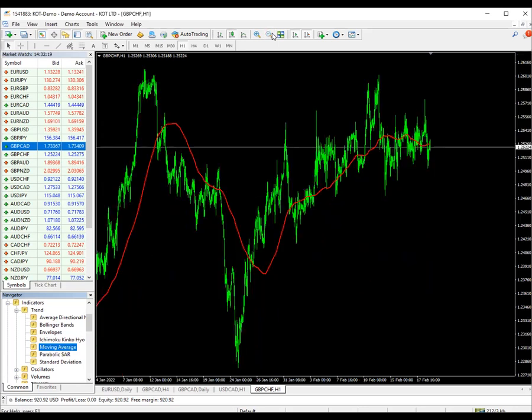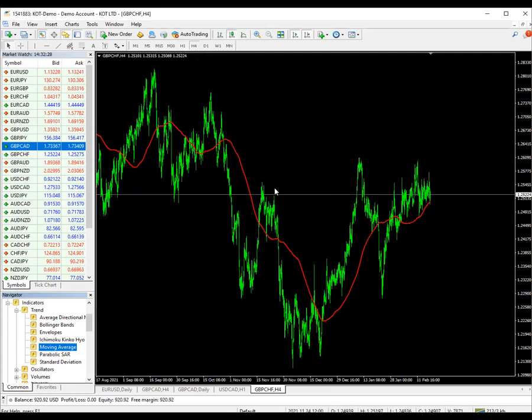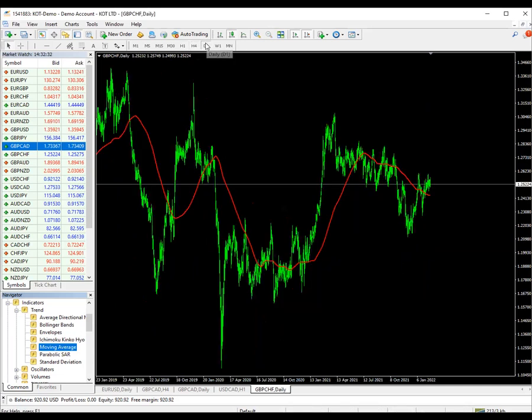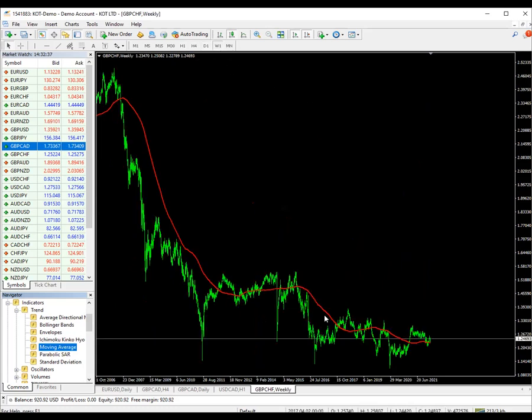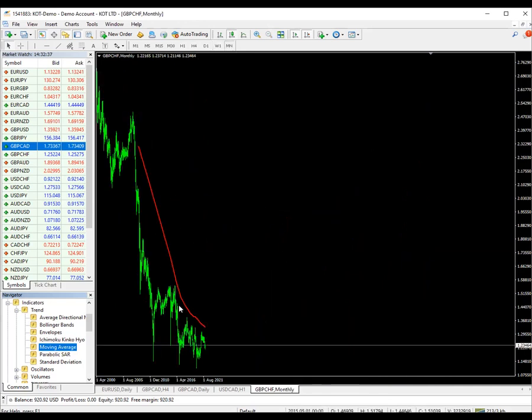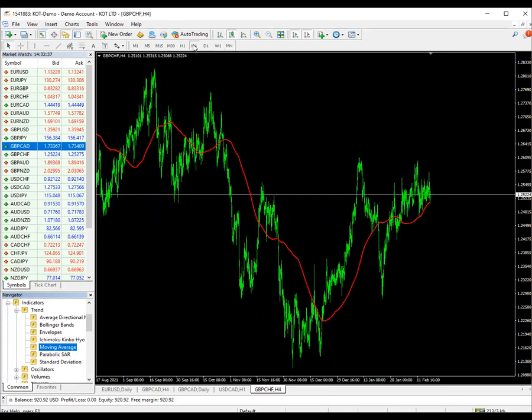So this is a 100 simple moving average. Look at it. You see it on the chart? This is the 100 simple moving average on 1 hour. Now, if I change the chart to 4 hour, this is how it will look on the 4 hour. If I change it to daily, this is how it will look on the daily time frame. If I change it to weekly, this is how it will look. If I change it to monthly, this is how it will look. Okay, so this is the 100 moving average.